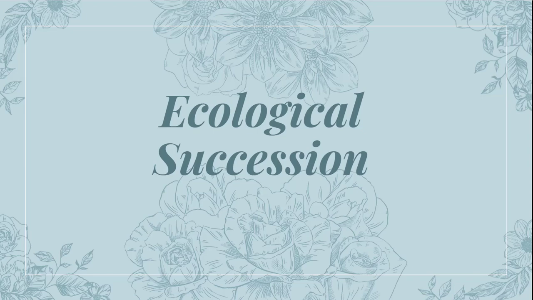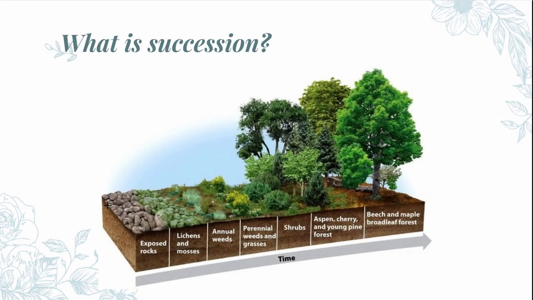The topic we're going to talk about today is ecological succession. So what is succession? Succession is the change in an ecosystem over time. So in this case, we have the start of succession, and at the other end of the model, we have the end of succession. These things listed in the model are different stages of the ecosystem.